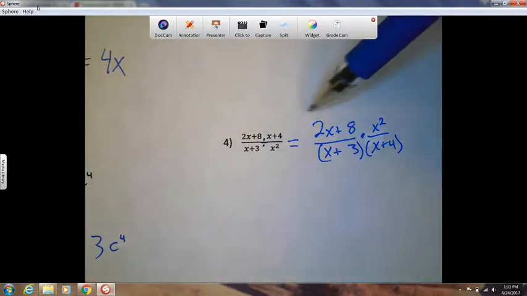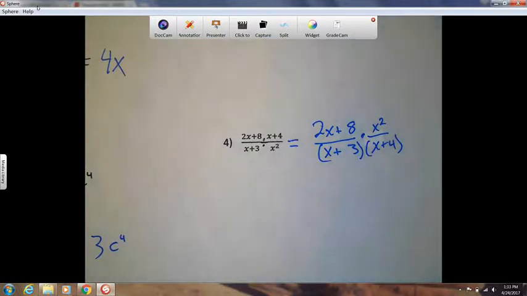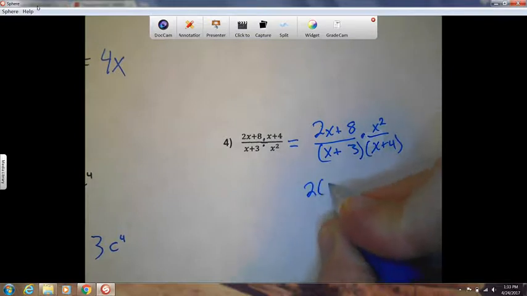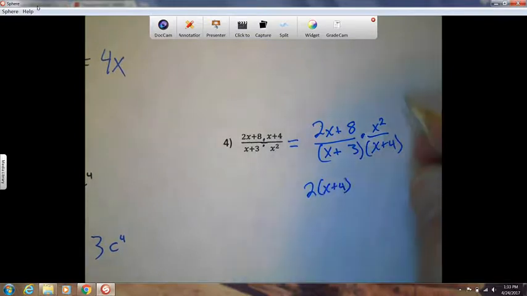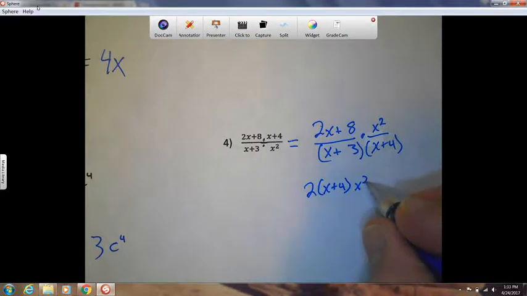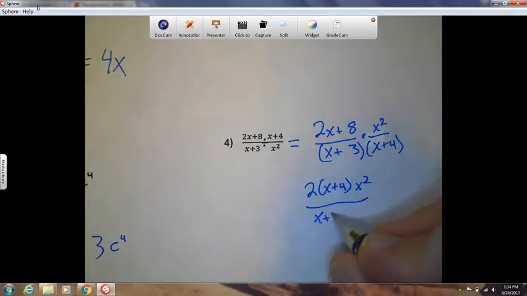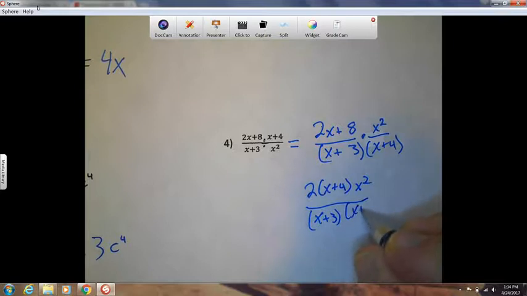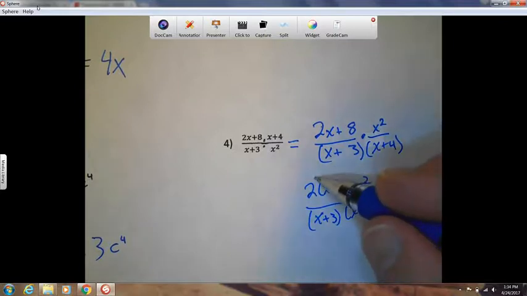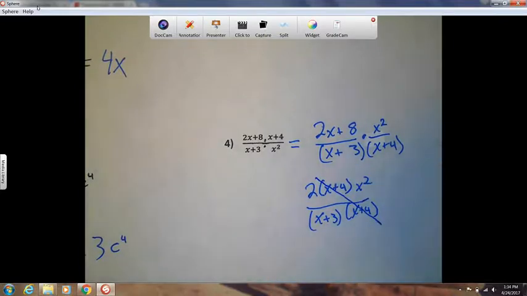But I can factor this. This is 2x plus 4, because 2 goes into both those. So now I can cancel out the x plus 4s. I'm left with 2x squared over x plus 3.